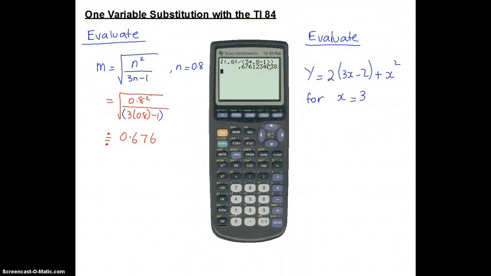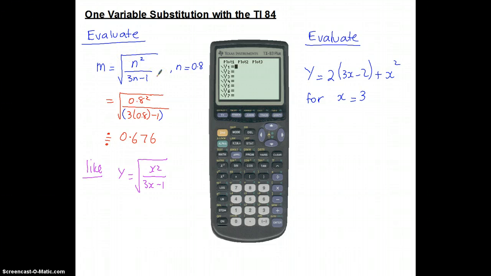Okay, now we're going to have a look at another way that you can use your GDC apart from this big long thing here. So the first thing we're going to do, we're going to enter this as a function. So instead of m and n, you might want to think about it as x and y, because we can only enter variables as y and x here. So it's sort of like having y equals the square root of x squared over 3x minus 1. Okay, so this is where x is equal to 0.8. Right, so I'm going to enter this expression here.